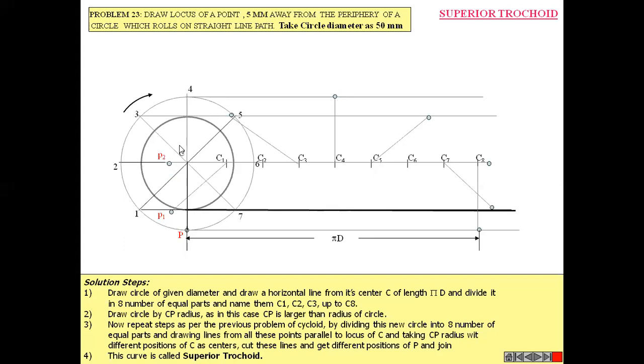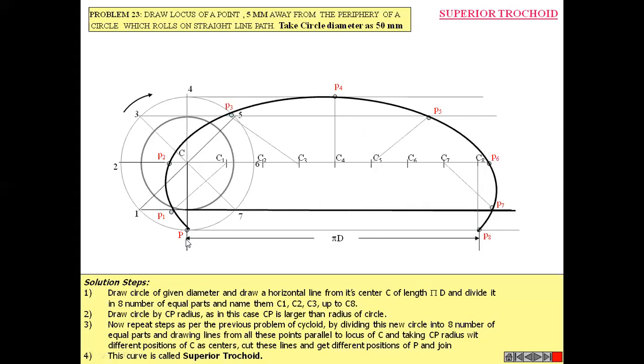Then give the number correspondingly or respectively as per the division. Then join all the points. This curve is known as superior trochoid. Why is it called superior? Because the point P is outside of the generating circle, for that reason, logically, the name of this curve is superior trochoid.